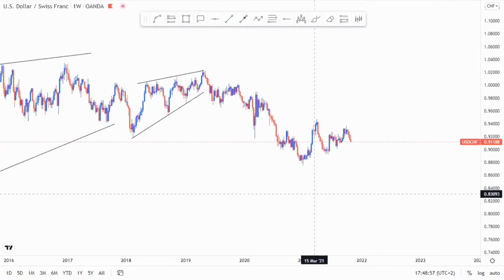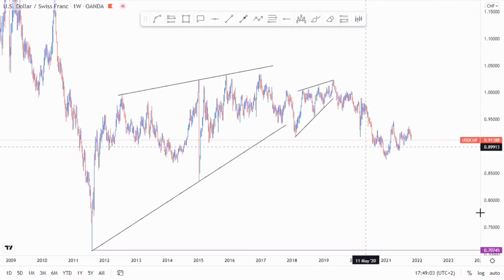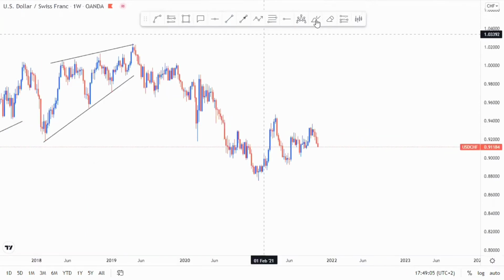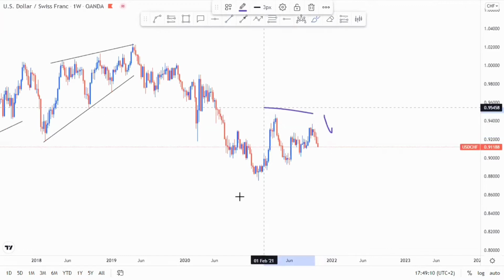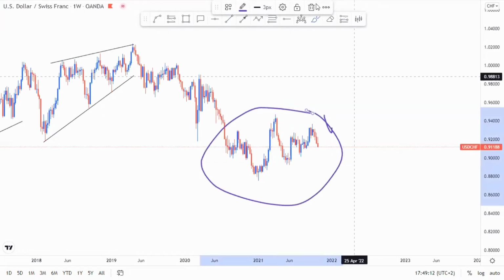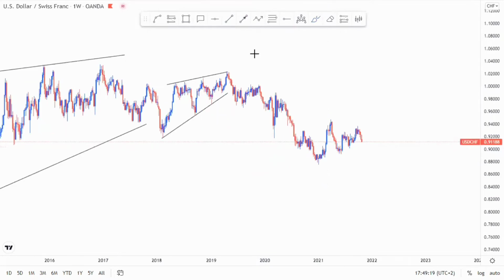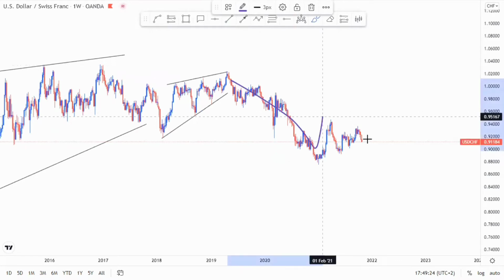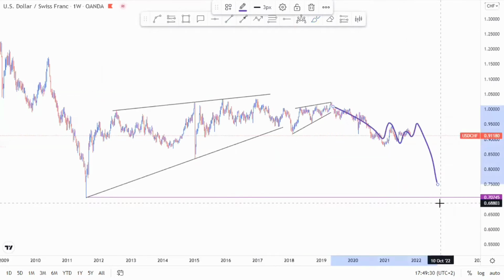Immediately after this continuation pattern, we find another impulse. So this looks like a correction. This whole block over here looks like a correction, and that's where I'm heading to find out exactly what it is that I find here. So we can agree that this is an impulse to the downside, then a correction, expecting another impulse to the downside, hoping to reach this area with the next impulse.